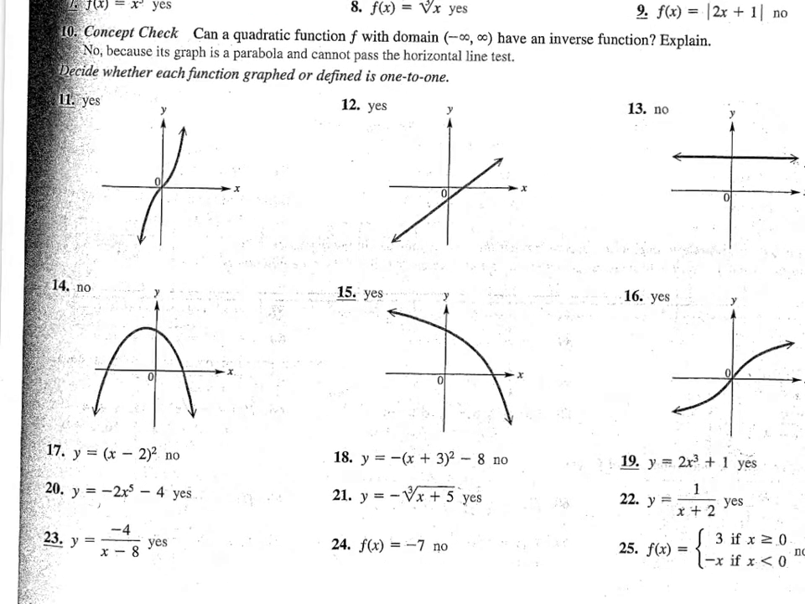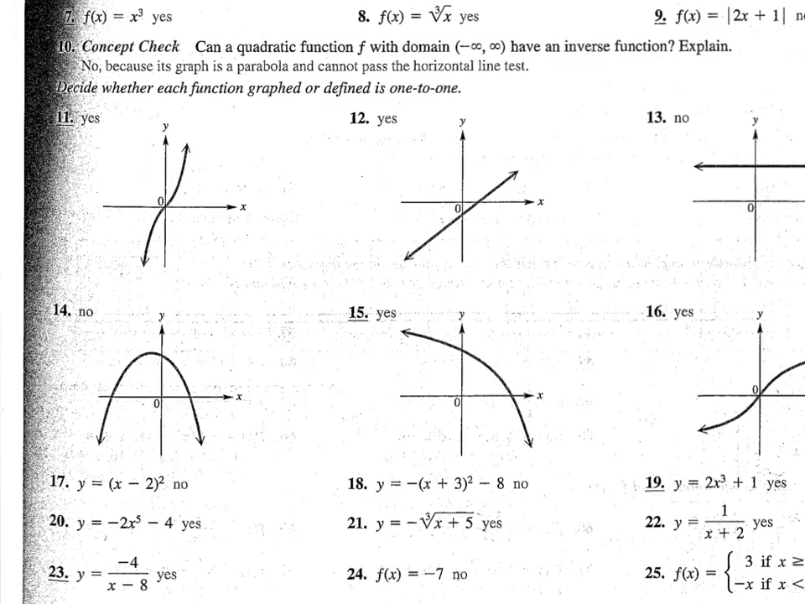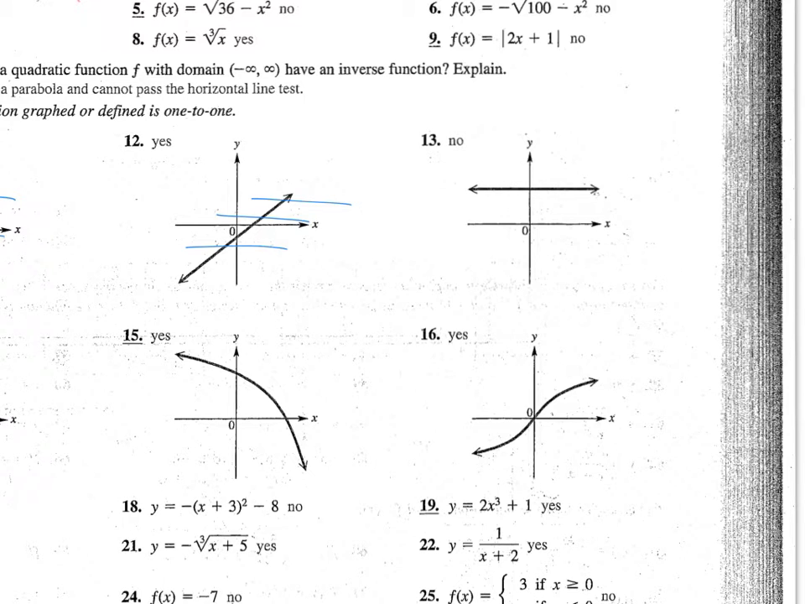Number 11 through 16 have already been graphed. We don't see the equations that cause them. But applying horizontal lines to those graphs, if they only hit one location, then it's one-to-one. On number 13 here, a horizontal line would hit the graph in many locations, and so therefore that is not a one-to-one function.